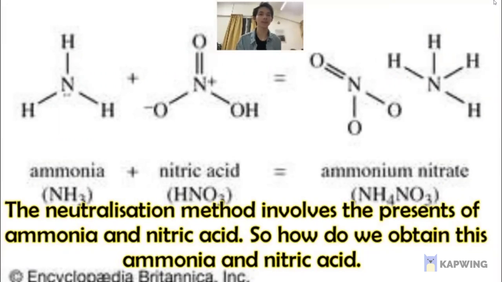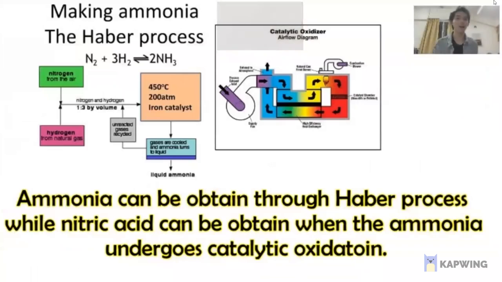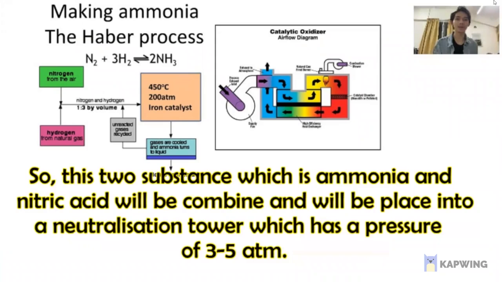So how do we obtain this ammonia and nitric acid? Ammonia can be obtained through the Haber process, while nitric acid can be obtained when the ammonia undergoes catalytic oxidation. So these two substances, ammonia and nitric acid, will be combined and placed into a neutralization tower which has a pressure of 3 to 5 atm.